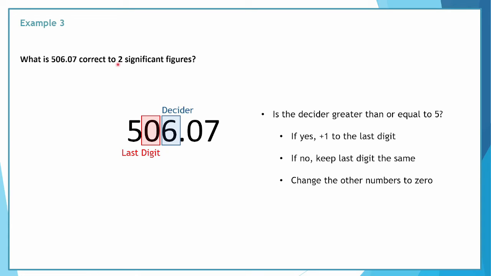Now it says two significant figures. So instead of counting off the decimal point, we're going to count right from the beginning of the number. So we see we've got 2, so we're going to go 1, 2. And this is what's going to be our last digit. Our decider stays the same.